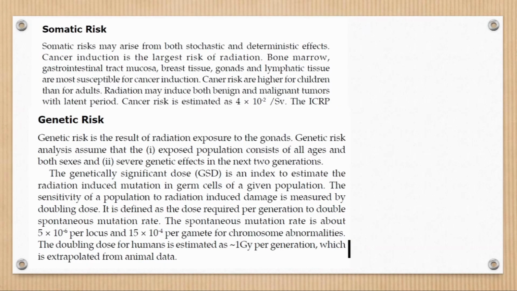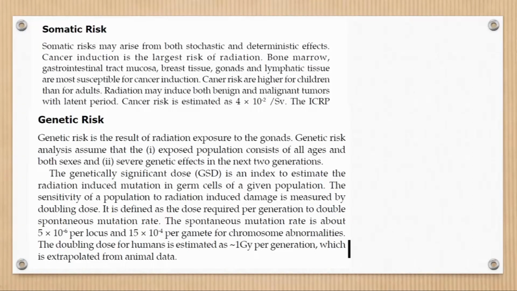So what is somatic effect? Somatic risk may arise from both stochastic and deterministic effect. Cancer induction is the largest risk of radiation. Bone marrow, gastrointestinal tract mucosa, breast tissue, gonads and lymphatic tissue are most susceptible to cancer induction. As I said, in the human body there are tissues which are highly radiosensitive, like gonads and bone marrow, and if a person with such organs receives a certain amount of dose, there is a possibility of somatic risk, which comes into both stochastic and non-stochastic categories.